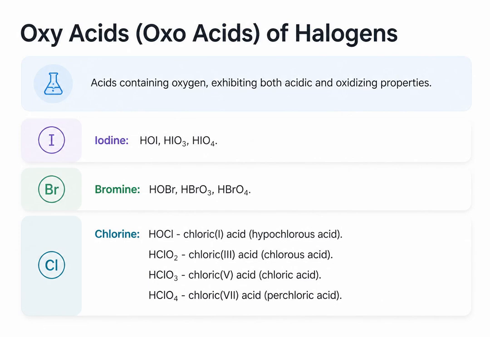Shifting gears, let's explore the oxyacids or oxoacids of the halogens. As the name suggests, these are acids that contain oxygen. They are fascinating because they exhibit both acidic and oxidizing properties. Iodine and bromine form several of these, but the most comprehensive series belongs to chlorine. Chlorine forms 4 distinct oxyacids: chloric 1 acid, also known as hypochlorous acid, chloric 3 acid, chloric 5 acid, and chloric 7 acid, commonly called perchloric acid.